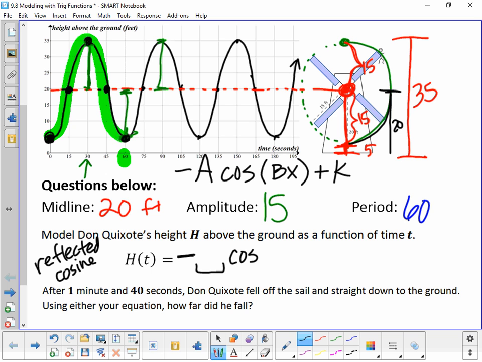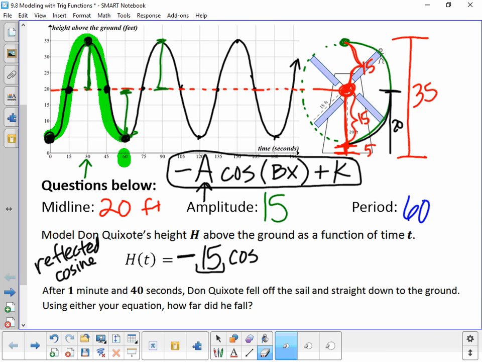So I'm going to leave the phase shift out of the equation that I just wrote there. We need to translate our numbers into this function. The negative something cosine, well, that something right there is the amplitude, so that's going to be a negative 15 cosine. And then we also have this midline of 20 feet, so this number at the end is going to be that 20 feet.